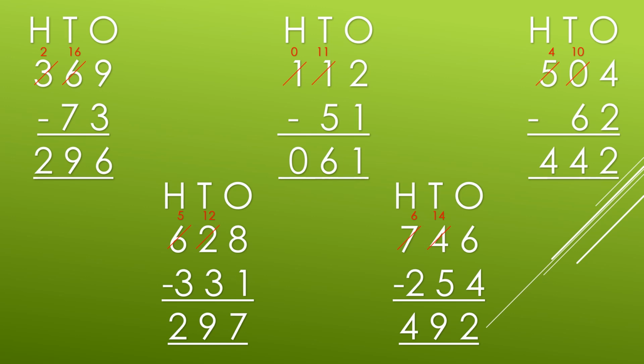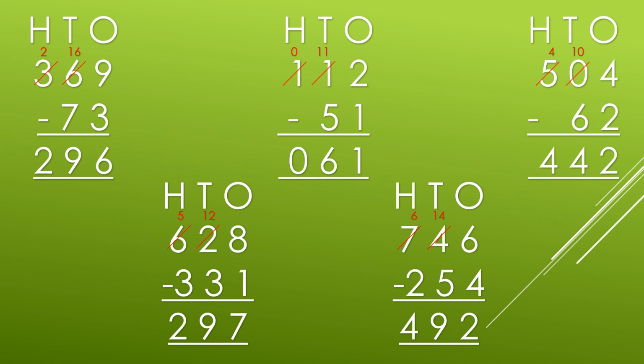Next example is 112 minus 51. Subtract ones. 2 minus 1 is equal to 1. Now subtract tens. Children, we cannot subtract 5 from 1, so we will borrow from 100. So there is 1 in hundreds place, it will become 0 and 1 of tens becomes 11. So 11 minus 5 is equal to 6 and in hundreds place 0 will be there. So 112 minus 51 is equal to 61.